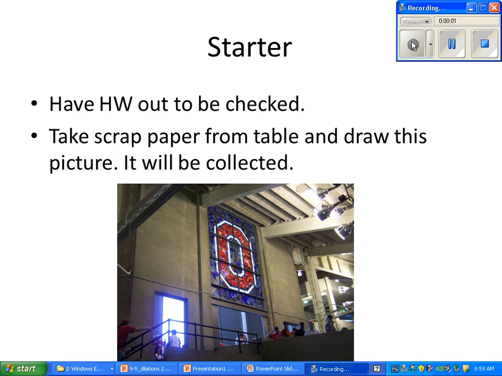Right, what I want you to start off with, just draw this picture. It doesn't have to be anything spectacular. Get a piece of scrap paper. You're going to hand this in. I'm going to collect it here in a few minutes.